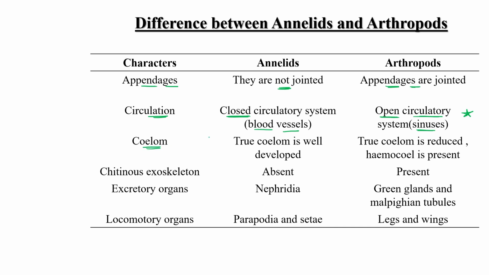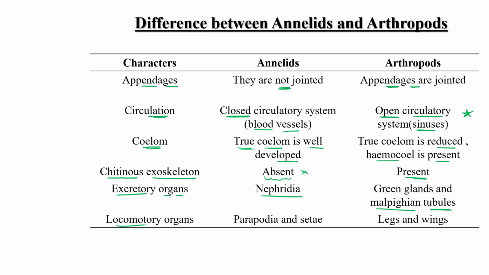Regarding coelom, both of them have a true coelom, but in Annelida the coelom is well developed. Arthropoda also has a true coelom, but it is reduced. Here, hemocoel is present instead of the true coelom, which is not that well developed. Regarding exoskeleton, a chitinous exoskeleton is a main characteristic of Arthropoda, but it is absent in Annelida. Regarding the excretory system, Annelida has nephridia, while in Arthropoda, Malpighian tubules and green glands act as excretory organs.